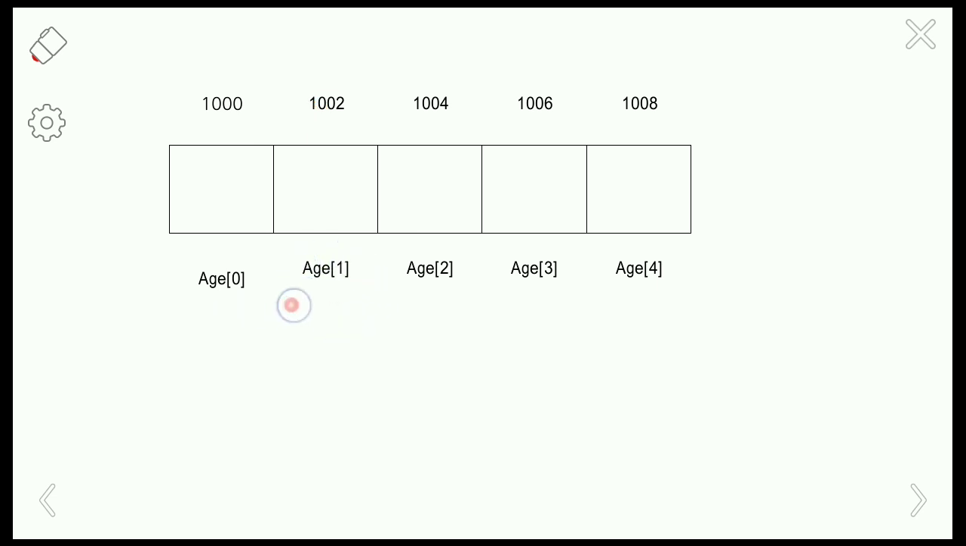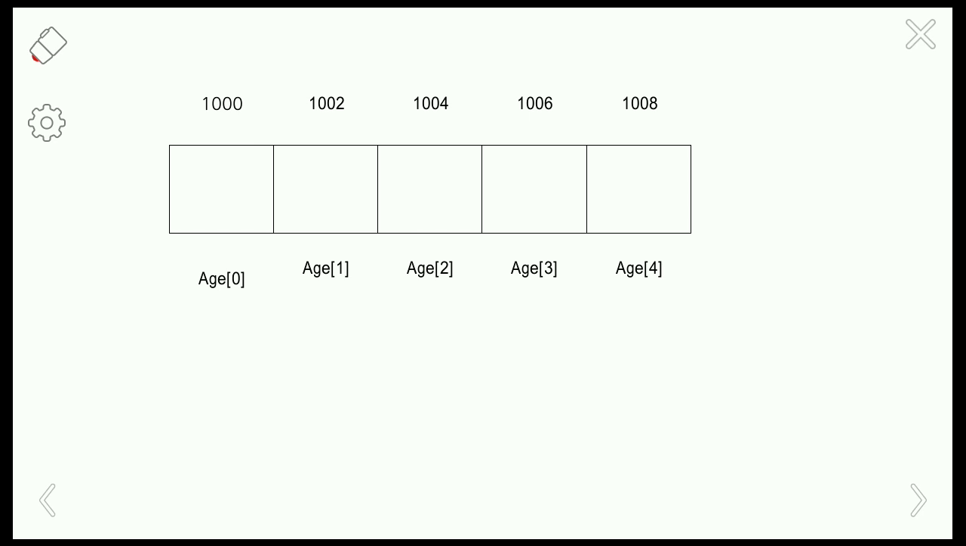Here the subscripts are 0, 1, 2, 3 and 4. The square brace is called the subscript, and the value inside the square bracket is the index value. The index value for the first age is 0, for the second age is 1, the third age is 2, the fourth age is 3, and the last one is age of 4. So this is the index value.